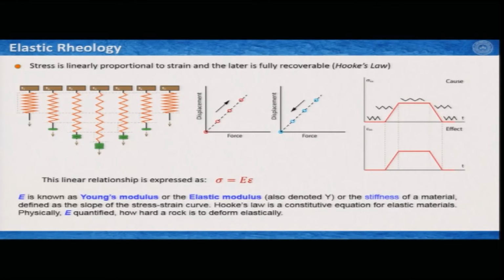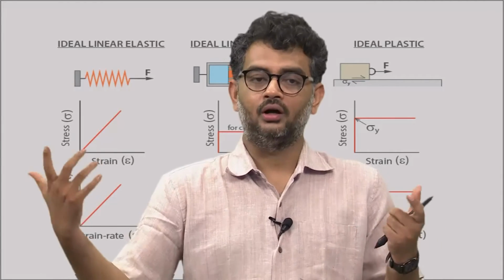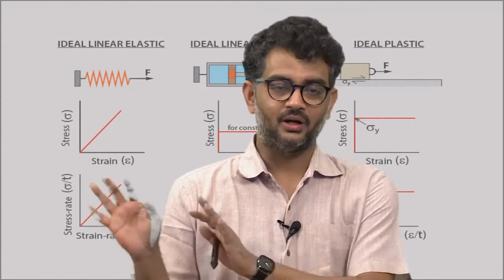Now, the definition of elastic rheology is given by Hooke's law, and it says that stress is linearly proportional to strain and the latter is fully recoverable. As I said in the previous slide, in elastic rheology you can recover the strain, and elastic rheology is best visualized by a spring, or in other ways any elastic band or rubber band. If you stretch it, it expands, and if you release it, it comes back to its original position. But if you stretch it more, it does not come back to its original position, but that is something different.